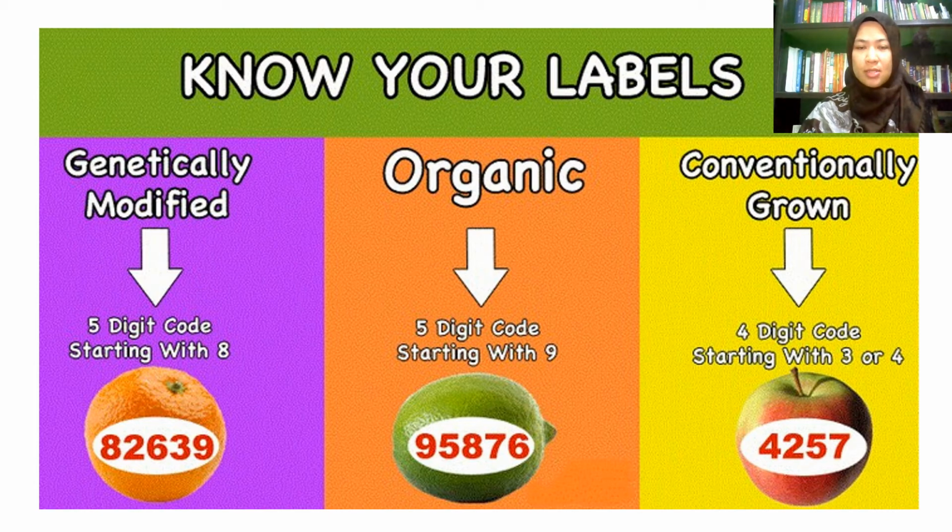So, please check the ingredients. Apa saja yang awak beli? Know your labels. Okay, GMO or GMF. Okay, so boleh nampak kat sini 5-digit code starting with 8. Okay, for organic 5-digit code starting with 9. Okay, and conventionally grown 4-digit code starting with 3 or 4.